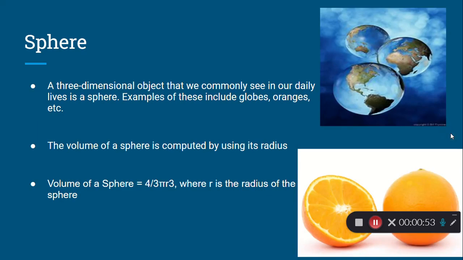For the first example, we have a sphere. A sphere is a three-dimensional object that we commonly see in our daily lives. Some examples of a sphere might include globes and oranges. The volume of a sphere is computed by using its radius. The volume of a sphere equals 4/3 pi r cubed, where r is the radius of the sphere.